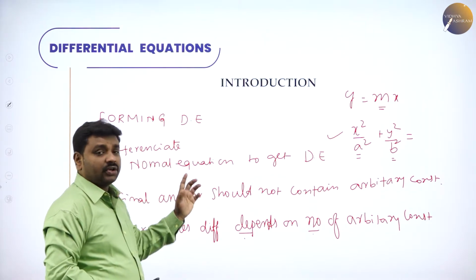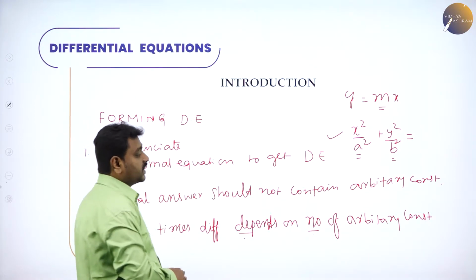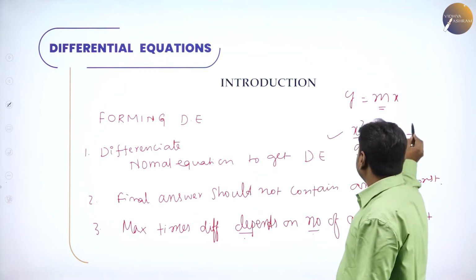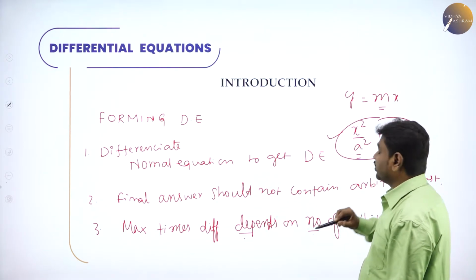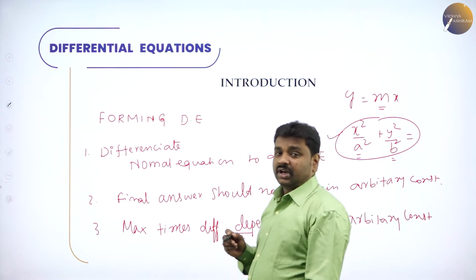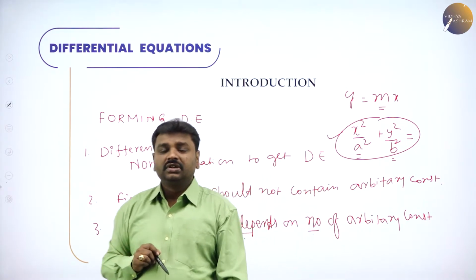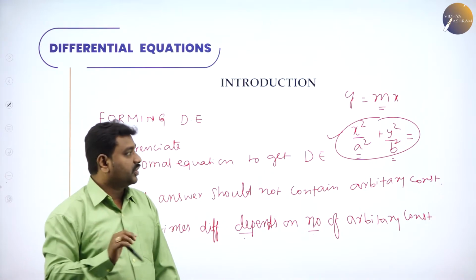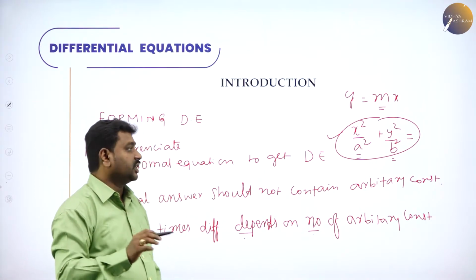After you differentiate, you have to rearrange. The final answer should not contain an arbitrary constant. Suppose this is the equation, you differentiate, but the final answer should not contain A and B. And the maximum number of times you can differentiate depends on the number of arbitrary constants. This is the rule. So now I have taught you how to form a differential equation.